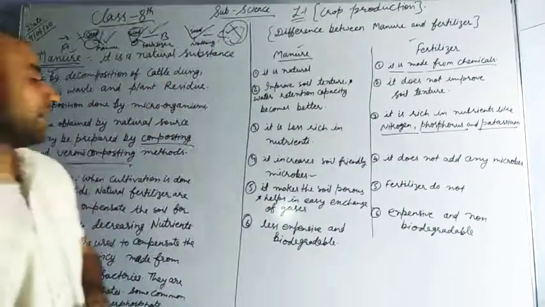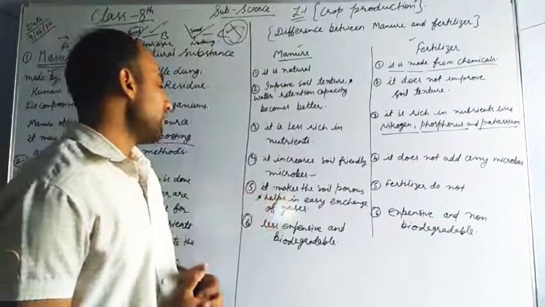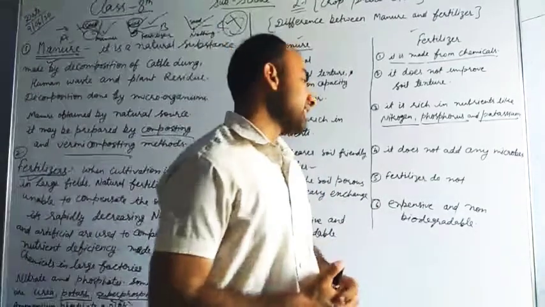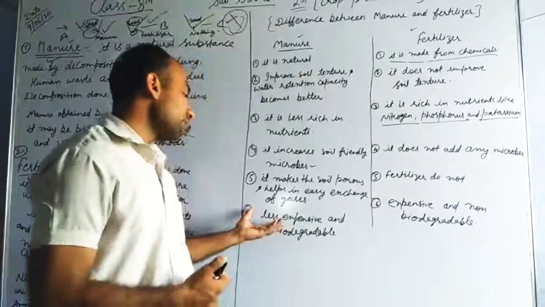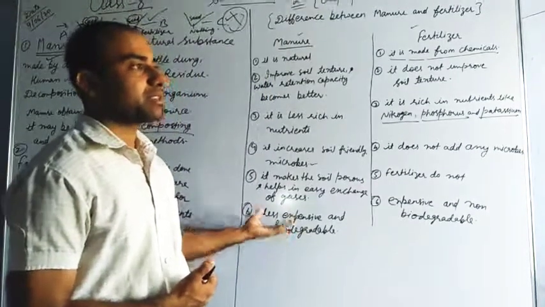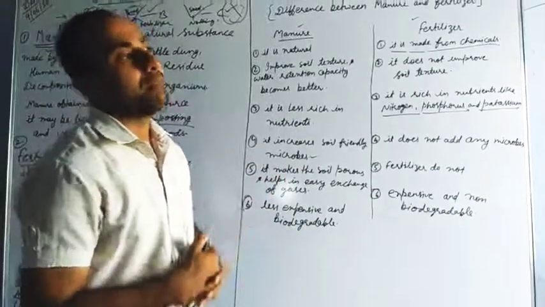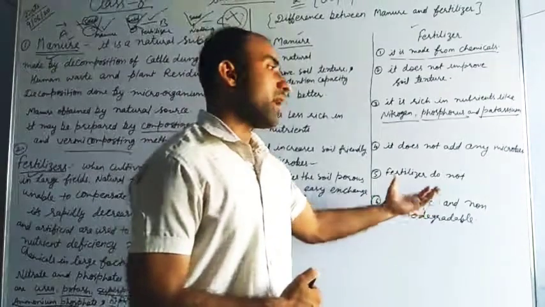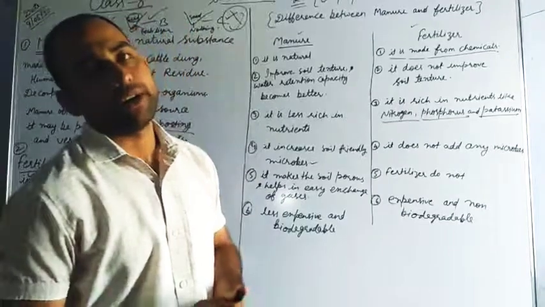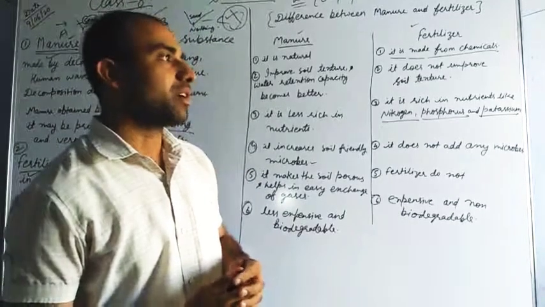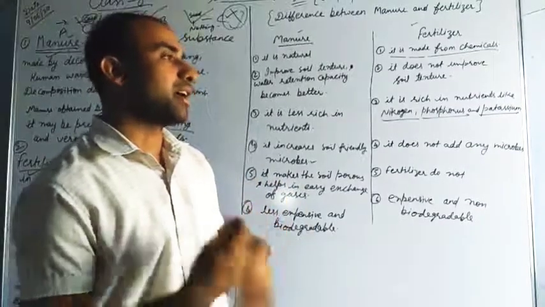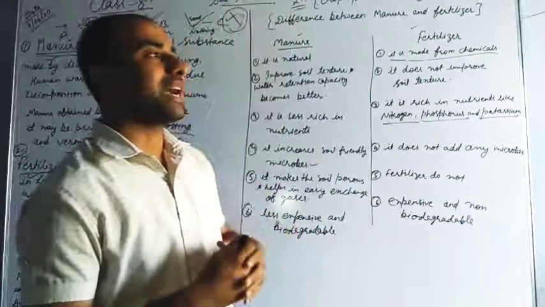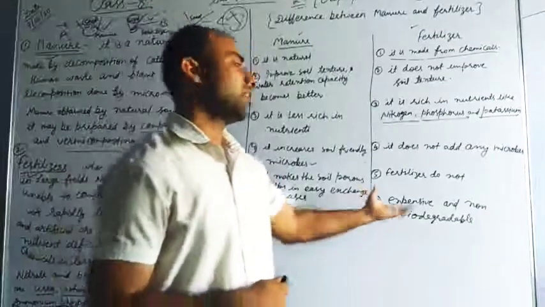Next, the sixth thing: manure is less expensive and biodegradable, while fertilizer is expensive and non-biodegradable. Manure is less costly and biodegradable, which can be mixed back into the soil, back into nature. But fertilizer is expensive, costly and requires more money, and it is non-biodegradable. Non-biodegradable means which do not get converted back into the natural cycle, which do not get decomposed by the microbes.